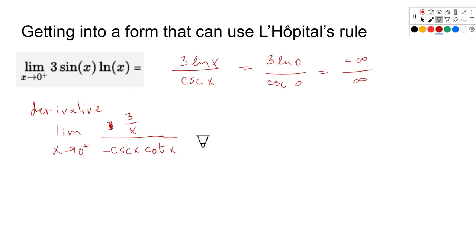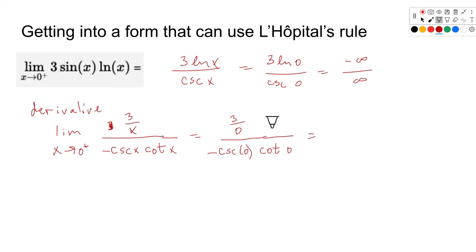Okay, now what do we do? We input the 0, and again, it's the limit as x is getting close to 0 from the right. We get 3 over 0 on top, and cosecant of 0 times cotangent of 0 on the bottom. The minus 3 over 0 is still going to infinity, right?